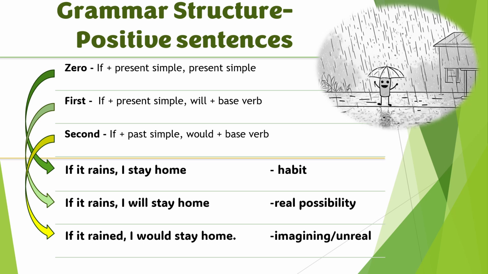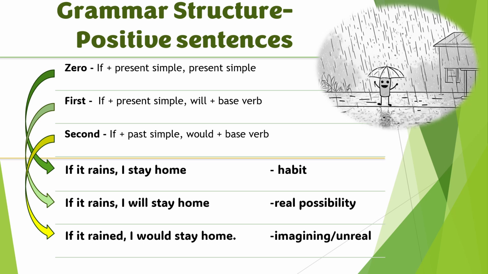Grammar structure. Positive sentences. For the zero conditional we use if, the present simple, and the present simple. For the first conditional we use if, the present simple, and will and the base verb. For the second conditional we use if, the past simple, would, and the base verb.